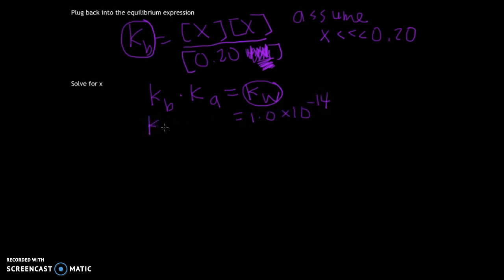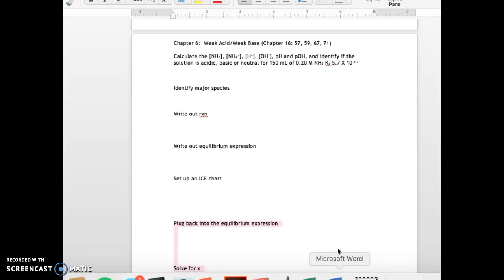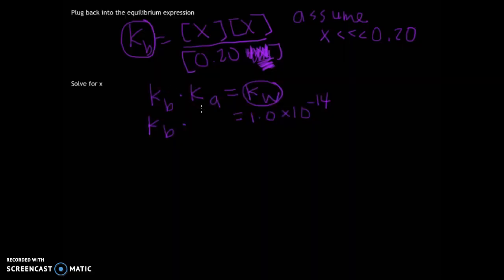Okay? And then Kb times, what was the Ka? Oh, I have to pull it back up down here. Let's see. The Ka was 5.7 times 10 to the negative 10. Sorry, I'll go back now. 5.7 times 10 to the negative 10. You will solve for Kb. That's what has to go there. So let me whip out my calculator. And 1 times 10 to the negative 14th divided by 5.7 times 10 to the negative 10.